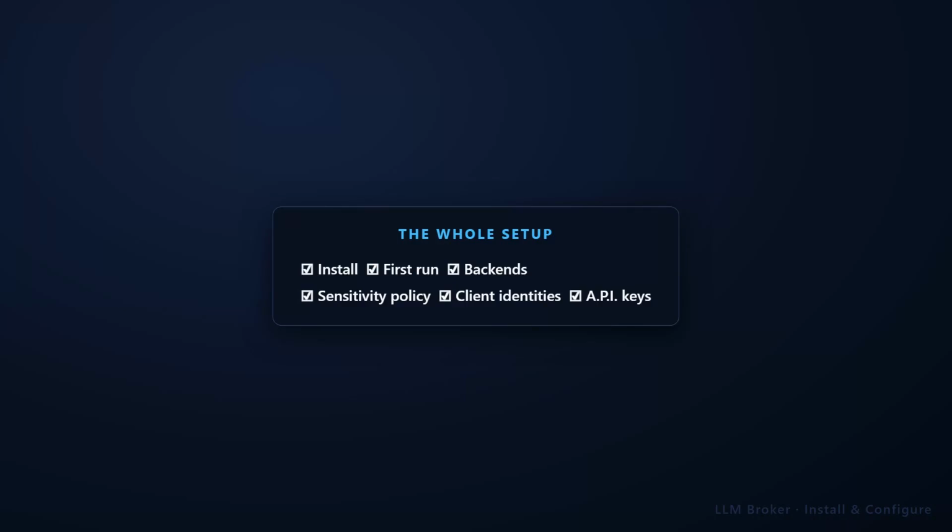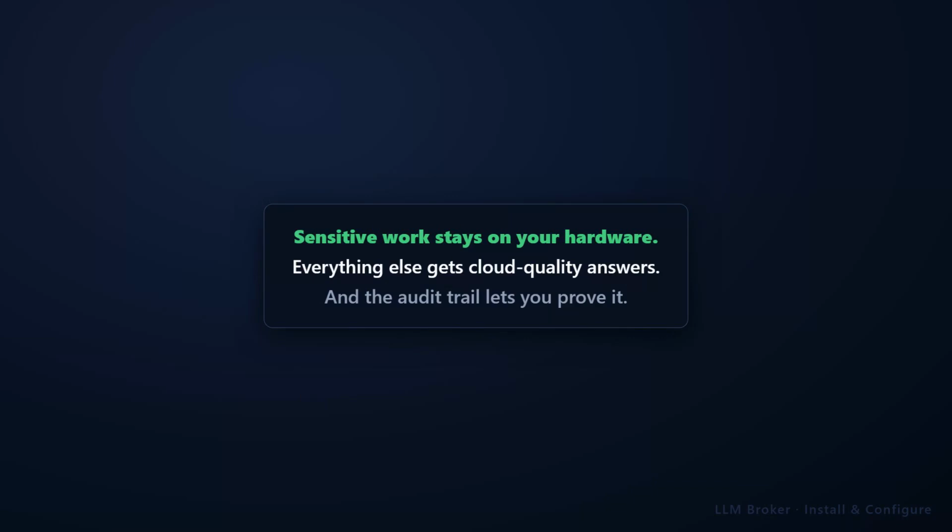That is the whole setup. Install, first run, backends, policy, identities, and keys. Point any OpenAI compatible chat tool at the broker, and your sensitivity policy is enforced for every user automatically. Sensitive work stays on your hardware. Everything else gets cloud quality answers. And the audit trail lets you prove it.